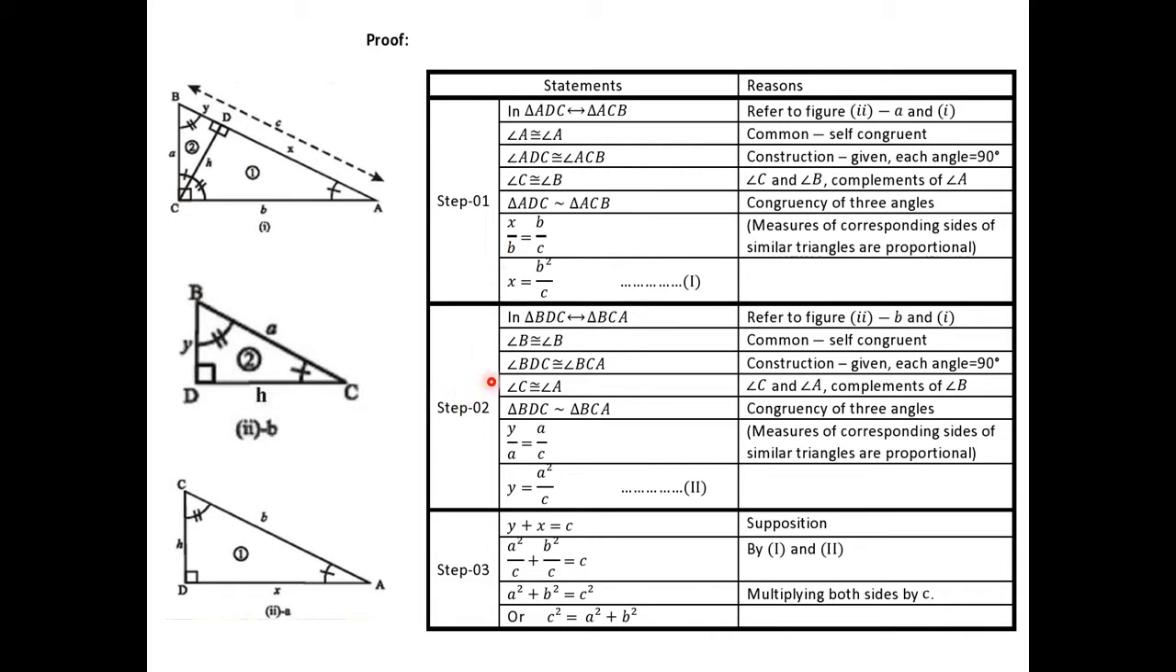Now in step 2 of this proof, we are going to take two triangles BDC and BCA. This is BDC and BCA. In step 1, we compared this triangle and this triangle, and now in step 2, we are taking these two triangles. Similar arguments will be given: angle B is again common in both these triangles, and the second angle is angle BDC, which means angle D is congruent to angle BCA, which is angle C.